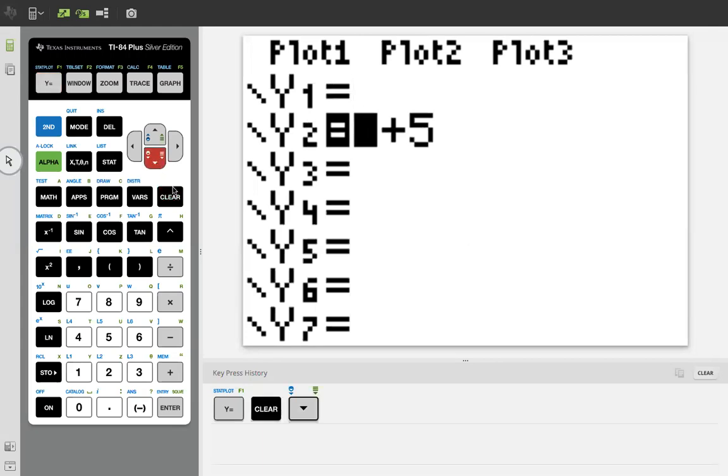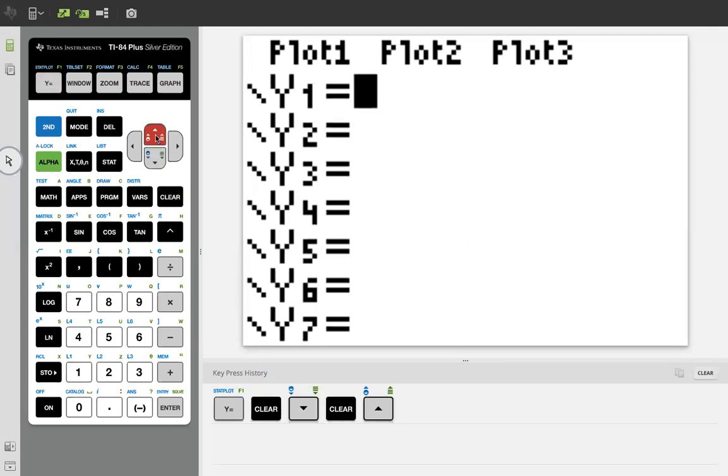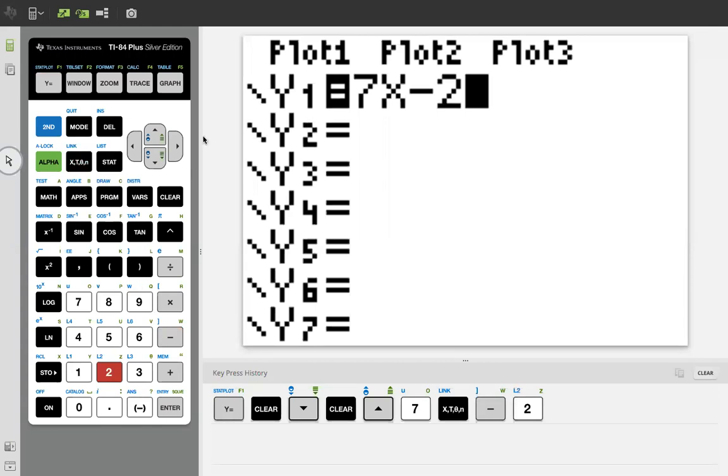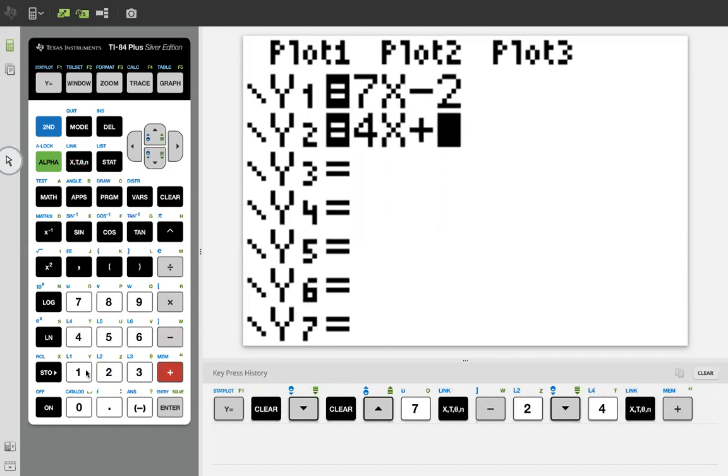If you have anything in there, you're just going to clear it out. But you're going to type in 7x minus 2 into the first line. And in the second line, you're going to type in 4x plus 13. And now we're going to hit the graph button.